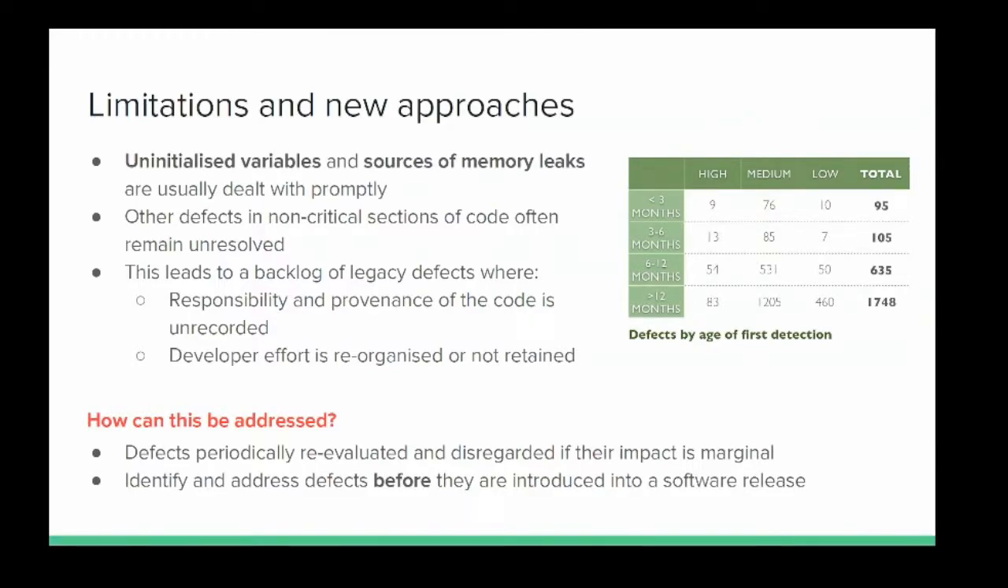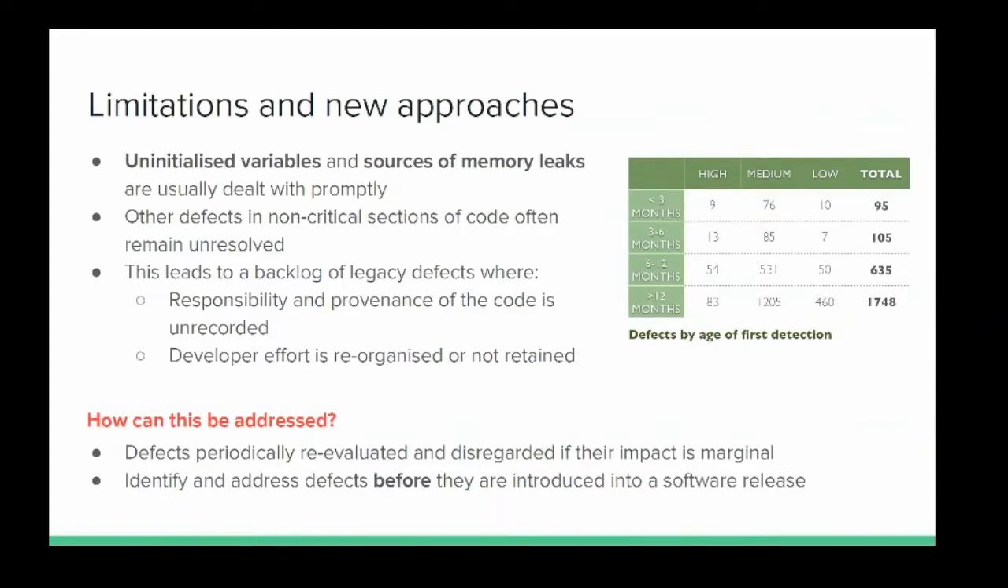And this backlog can be for a number of reasons. In some cases, the responsibility or the provenance of the code is unrecorded. So no one really knows who wrote that piece of code 8 years ago and whether it should be changed in such a way that it won't break anything else. And that developer effort is reorganized or not retained. The developer moves on elsewhere to industry or works on a different subdetector or something. So that isn't really formalized at this stage.